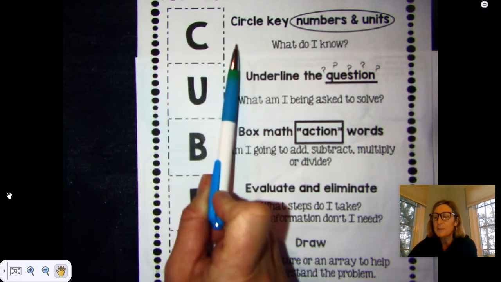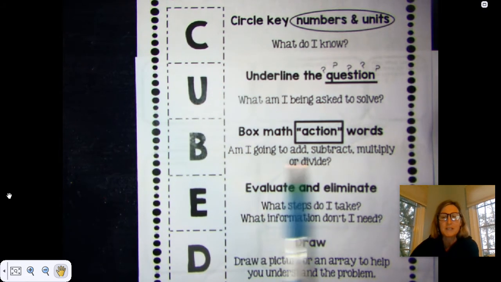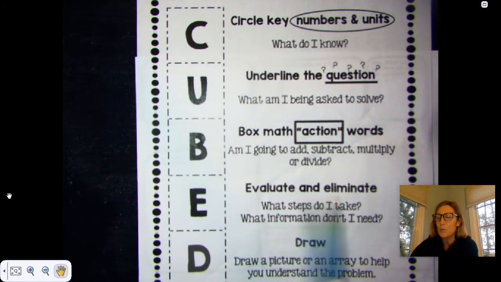So circle the key numbers and units, underline the question, box any action words that give us a clue of what operation we're going to use, evaluate and eliminate. Is there anything we can take out? And then we're going to make sure that we draw a picture.